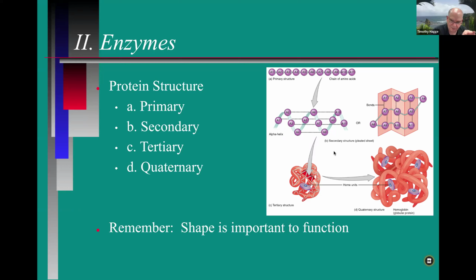And remember the quaternary structure that we were talking about, when you put multiple tertiary structures together to form a functional protein. That example there is showing hemoglobin, where you have the 4 heme molecules in a tertiary structure complex together to form that quaternary hemoglobin molecule.